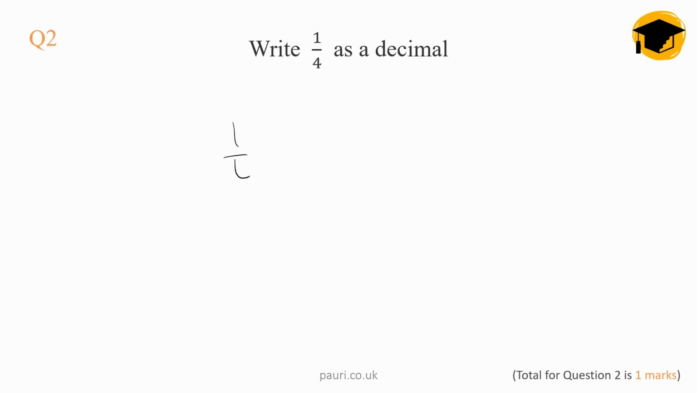1 over 4 as a decimal, we covered. This is one to remember, 0.25. 1 over 5 as a decimal, as we mentioned, 0.2. Make sure you remember these.